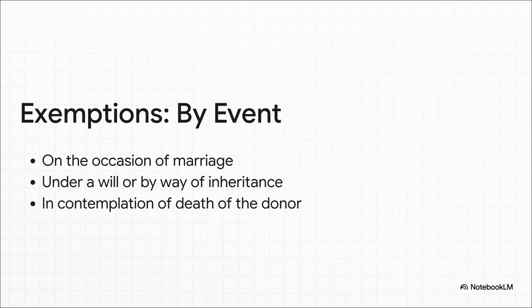The first type of exemption is all about major life events. Any gift of securities you get on the occasion of your marriage is completely exempt. Doesn't matter what the value is. The same thing goes for anything you get through a will or as part of an inheritance. These are really significant and pretty common exceptions.